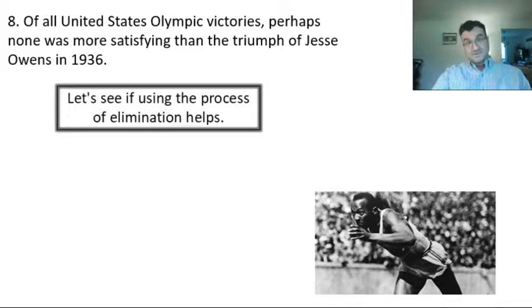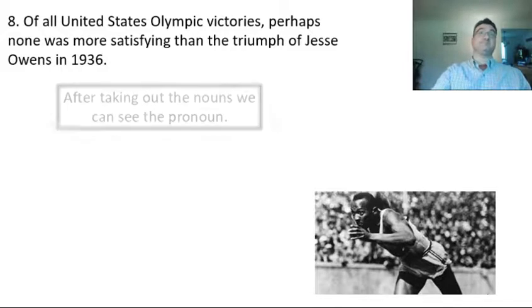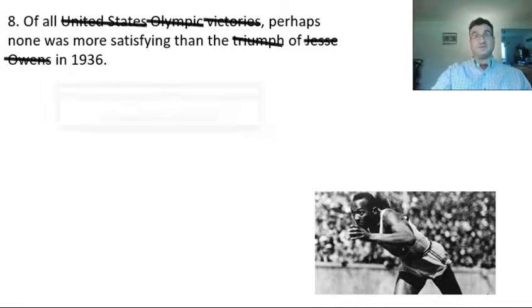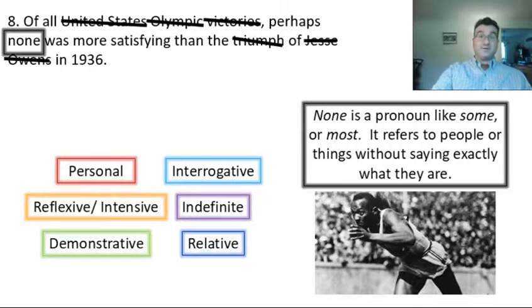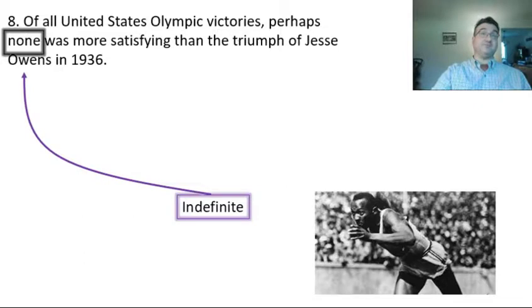Let's see if using the process of elimination might help you. After taking out the nouns, we can maybe see what could be a pronoun. You have of, perhaps, none, satisfying, than. Which one of those do you think the pronoun is? By now, maybe you're good enough to see that it's none. So which type is none? None is a pronoun like the words some or most. It refers to people or things without saying exactly what they are, without being definite about what they are. So it is an indefinite pronoun.